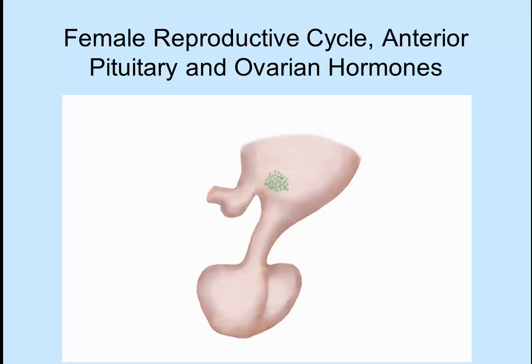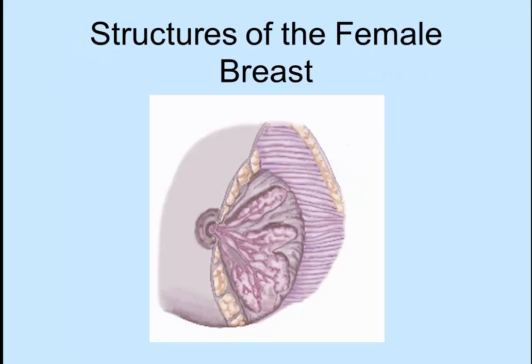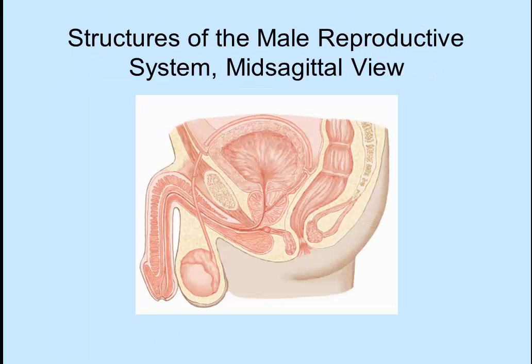Part of the female reproductive cycle is that anterior pituitary and the ovarian hormones. You can see on page 208 a labeled diagram of this. And we're also going to talk a little bit about the menstrual cycle and ovarian cycle, which is affected by these pituitary and ovarian hormones. Structures of the female breast. Here we have the structures of the male reproductive system in the mid-sagittal view. That is on page 211 of McKinney.